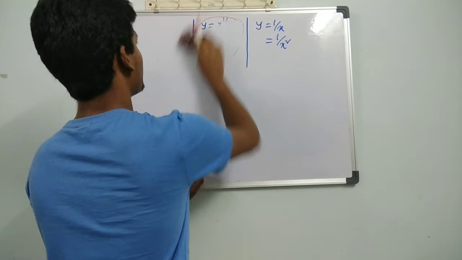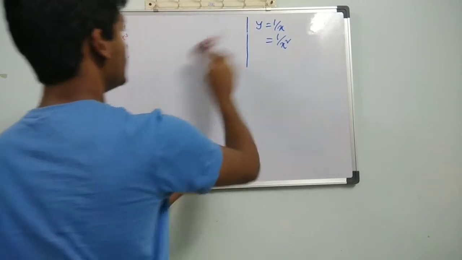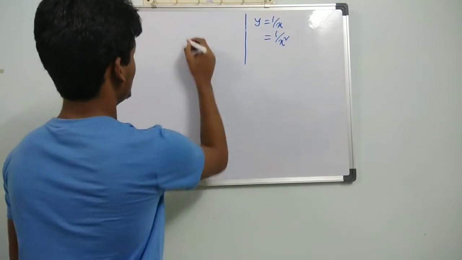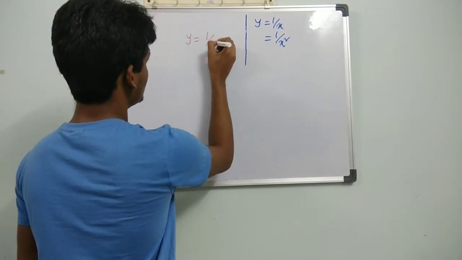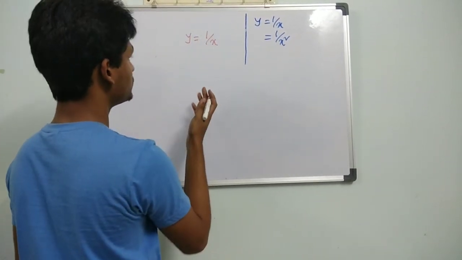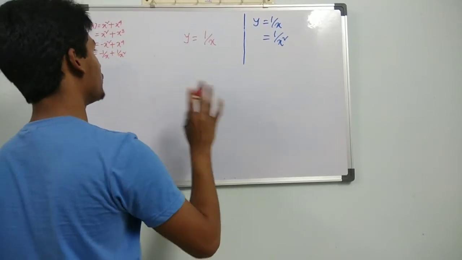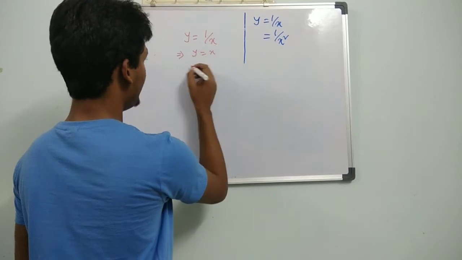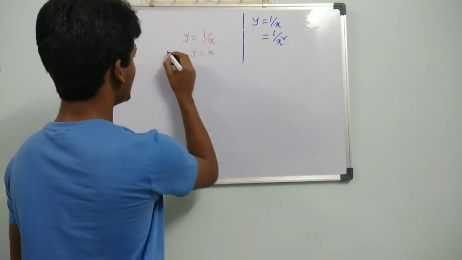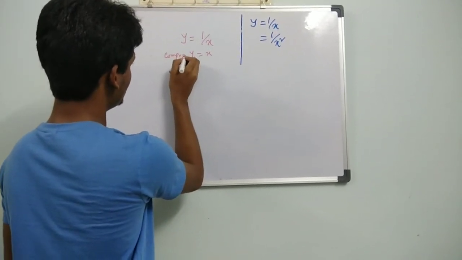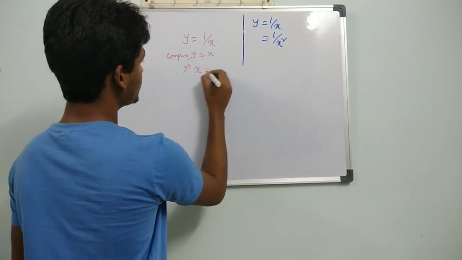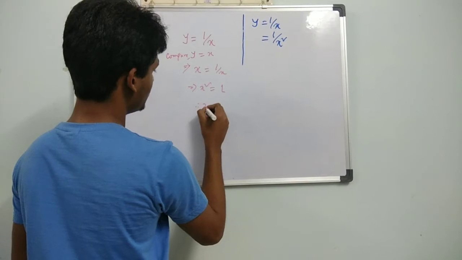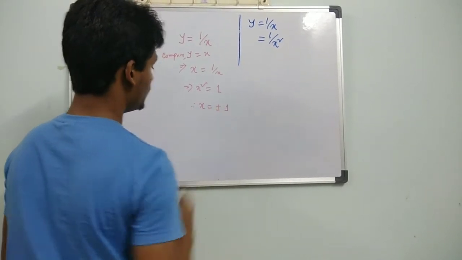Okay. Now let me come to these functions. These functions are very easy functions. So in case of this also, you just apply your known knowledge. You just have to compare it with y equals x. So if you compare it, then what you will get? x equals 1 by x. Then you will reach x square equals 1. That means you will get x equals plus minus 1.